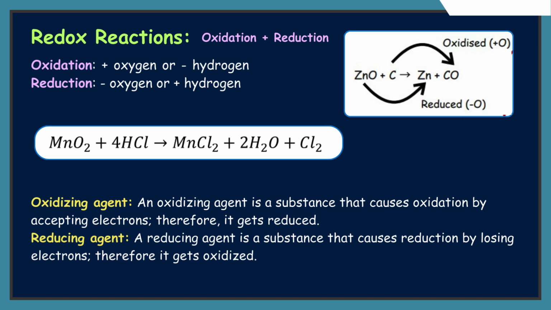An oxidizing agent is something that helps oxidation happen, and it gets reduced itself. A reducing agent helps reduction happen and gets oxidized itself. So they're like helper molecules for these reactions, but they change themselves in the process, too.